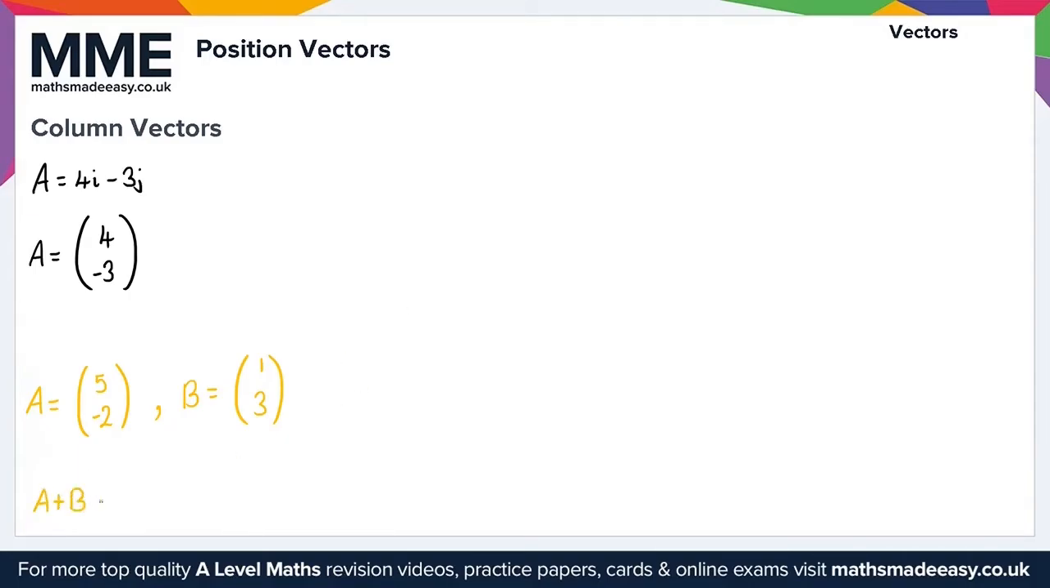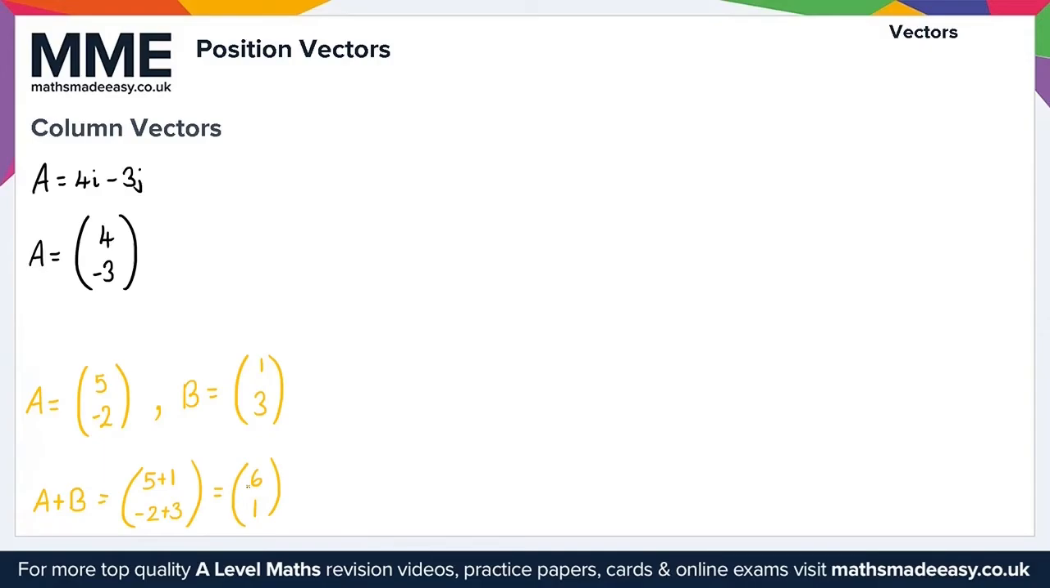Then if we want to add these two vectors together, that would give us A plus B. When we add two column vectors together, all we do is add the two top elements together, so that's going to be 5 plus 1. And then for the y component, the bottom element, we're going to do minus 2 plus 3, which would simply give us 1. So that's going to give us 5 plus 1, which is 6, and then 1 for our y component.